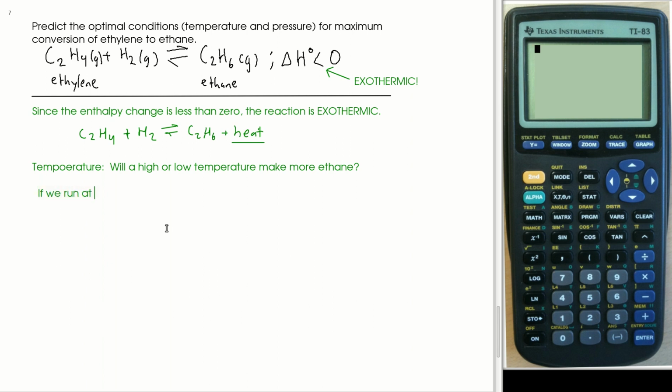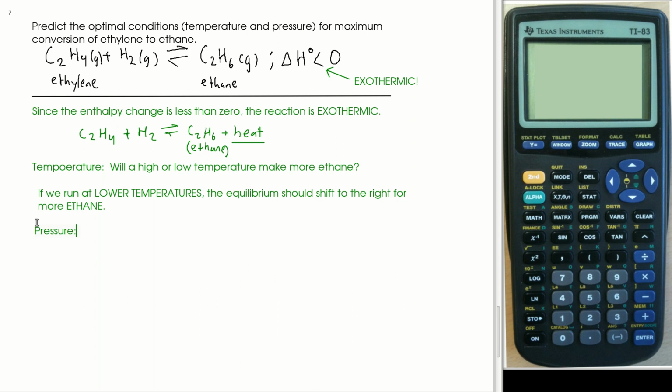So if we run at lower temperatures, the equilibrium should shift to the right for more ethane, which is what we actually want. So lower temperatures looks like a good condition here, because higher temperatures have the opposite effect. Remember, this stuff here is our ethane. So lower heat shifts the reaction towards the heat, which is the ethane side. So it looks like low temperatures are what we want to run at here.